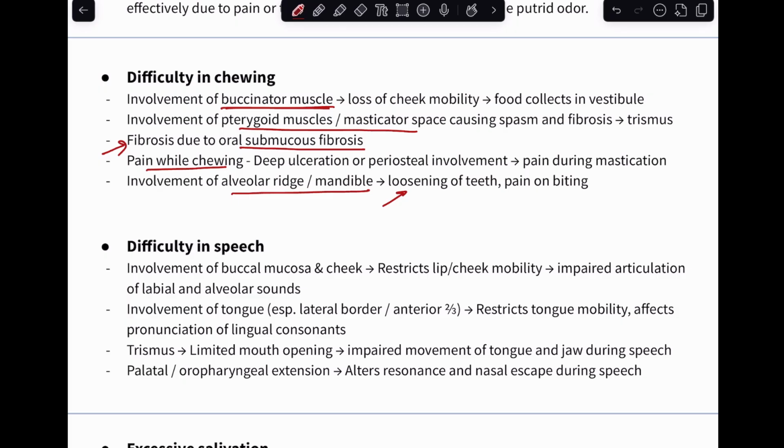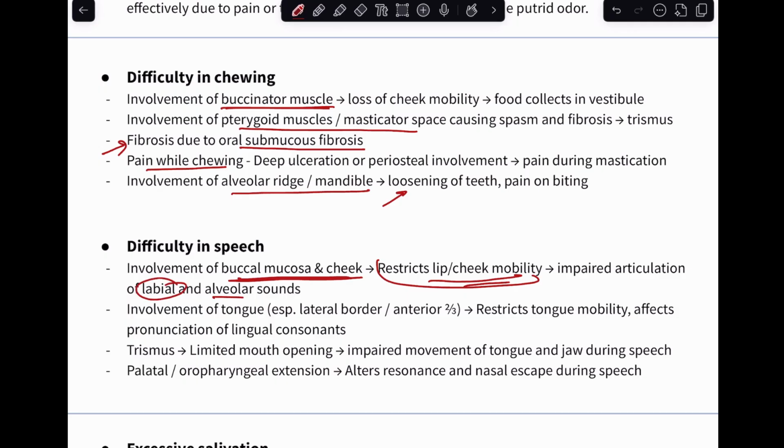Coming to difficulty in speech. Why do we need to know this? Speech involves a lot of structures when you are trying to speak. If the buccal mucosa and cheek have been involved, you will have pain when you try to speak. It will end up limiting the cheek mobility and the lip mobility. That will lead to impaired articulation of certain sounds, like the labial sounds and the alveolar sounds.